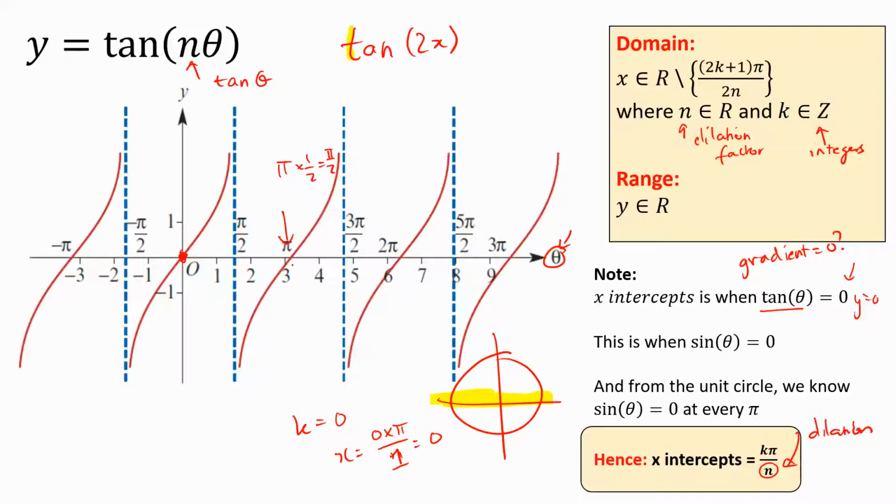If you want to find the next one, this is when k equals 1. So if k equals 1, same thing, you've got 1 times pi on 1, because n is 1, then it gives you pi. It's true. So you can use this formula to find all x-intercepts if you didn't understand the unit circle, and you can use this formula to find all asymptotes.